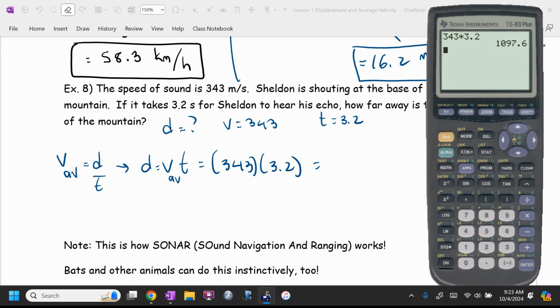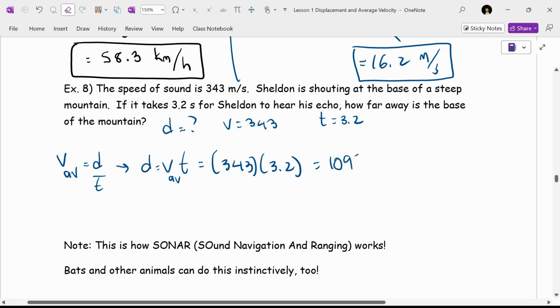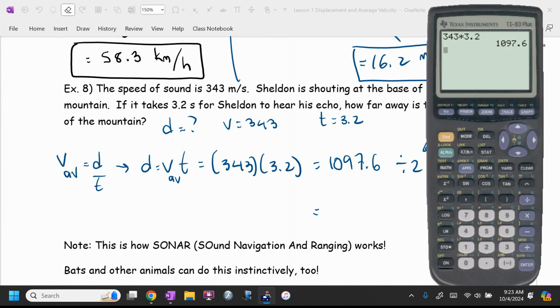Why is that wrong? Because it is wrong for a candy. Who can tell me why that has to be wrong? Okay, specifically for echoes, that 3.2 seconds was there and what? So we're going to write 1097.6, and then we're going to say divide by 2, and you can make a little note there and back. So go answer button divided by 2.